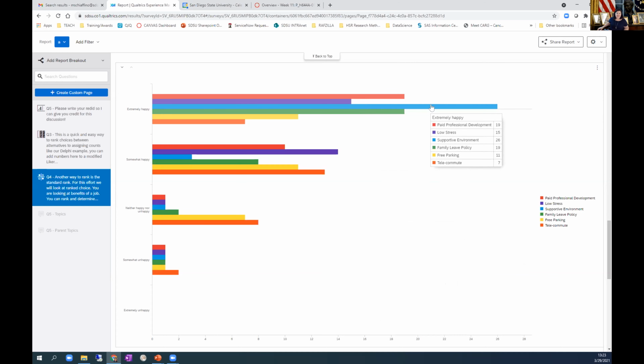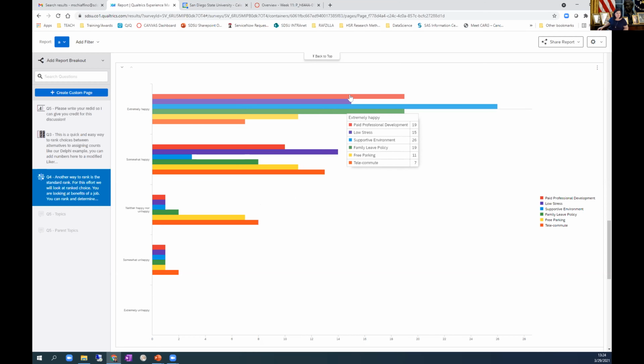So overwhelmingly, a lot of you really, really wanted a supportive environment, which makes great sense, right? And I didn't define supportive environment either, but everybody really, really liked that. And this was closely followed by, there was a tie, paid professional development and family leave policy. So you can see that these are the elements that make your class extremely happy.